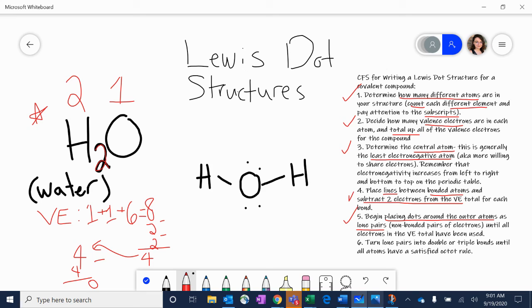Done. So now I need to turn lone pairs into double or triple bonds until all atoms have a satisfied octet rule. Well, let's check the octet rule. Hydrogen is getting 2 valence electrons from this bond right here, and it only needs 2 to have a full shell or a full valence energy level, so it is satisfied. This hydrogen is satisfied too, and oxygen has 2, 4, 6, 8 total valence electrons, so its octet is satisfied as well. So we have created the correct Lewis structure for our water molecule.